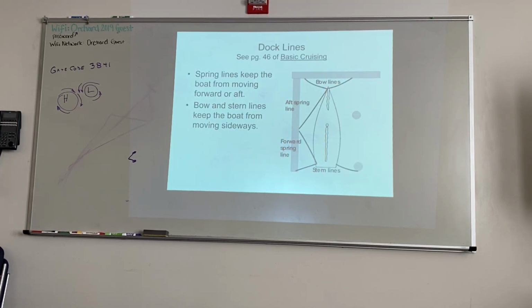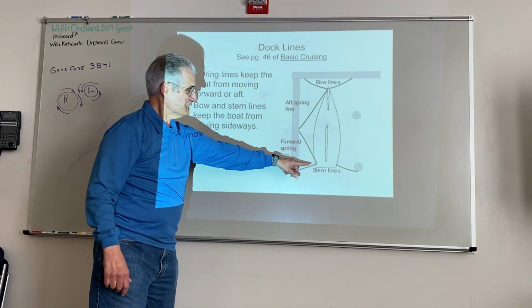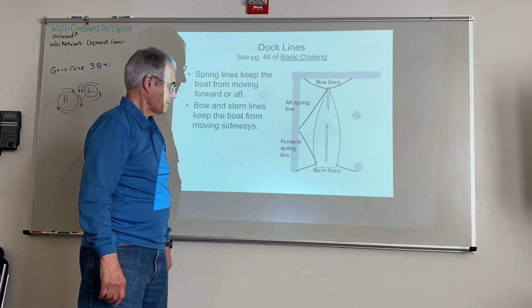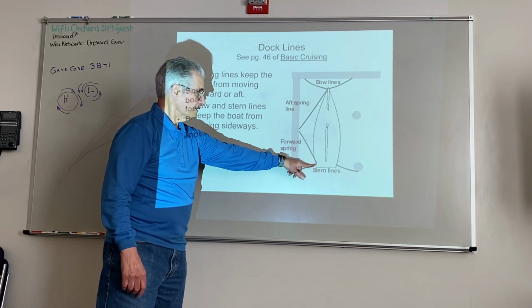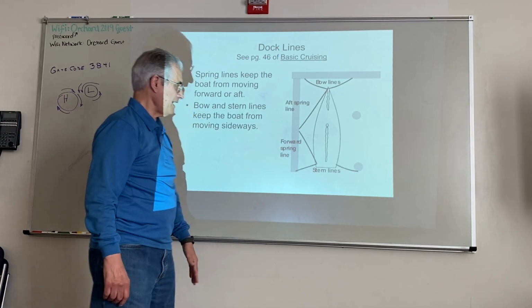Okay, spring lines, right? You can see which is the aft spring line, and which is the forward spring line. The forward spring line goes from the stern forward, and the aft spring line goes from the bow aft.